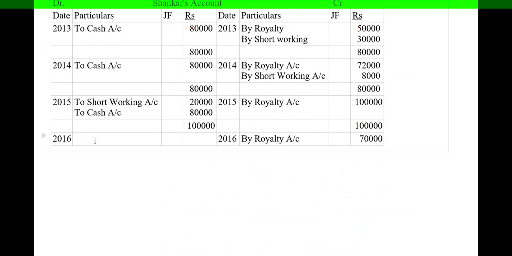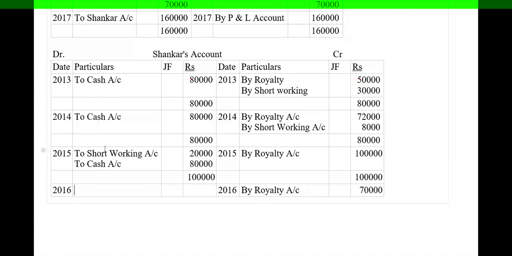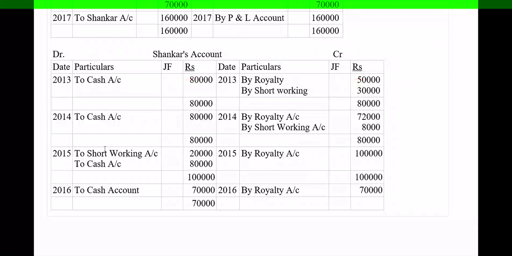When the cash is paid, then the entry will be Shankar's account debit to cash account. So here it is 70,000. Now let us take the total here, 70,000. So 2017. Now let us see here.